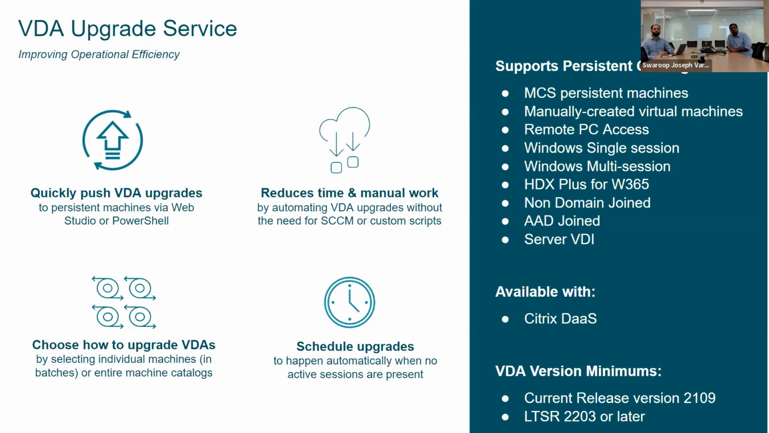And to take advantage of the service, you have to use a current release VDA of 2109 or higher. If you're on the LTSR track, it has to be a 2203 LTSR VDA or one of its CUs from the 2203 line.